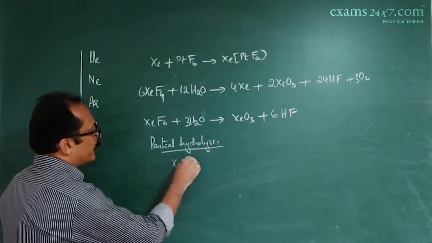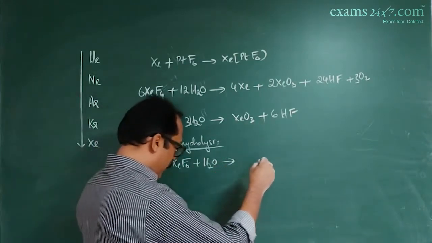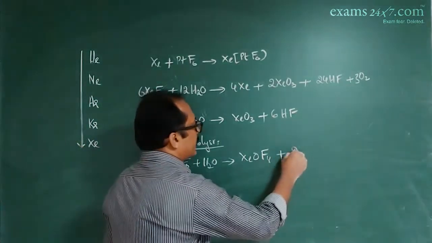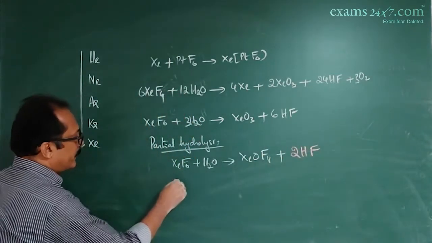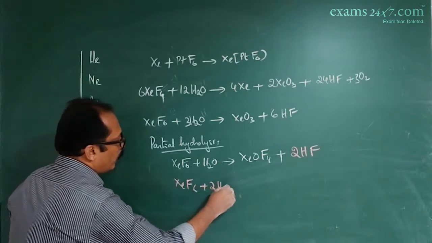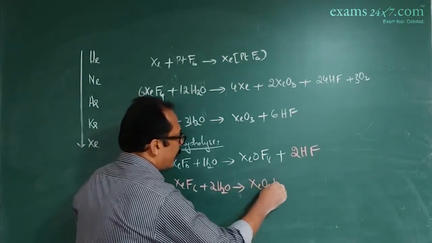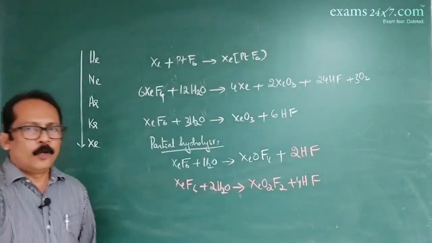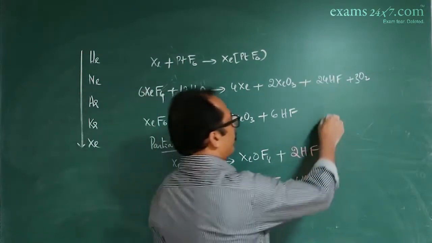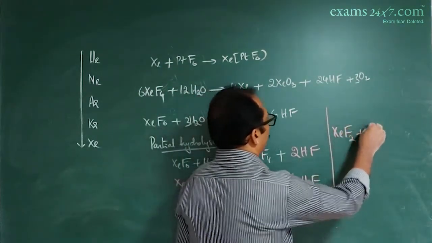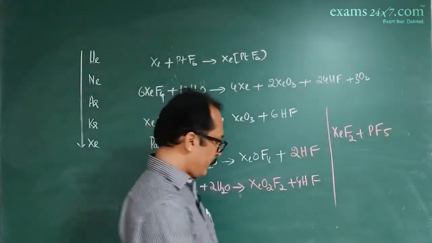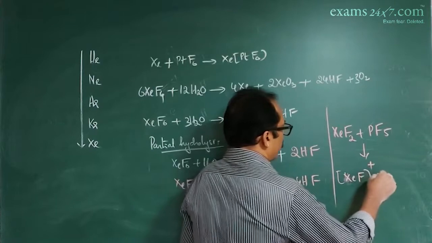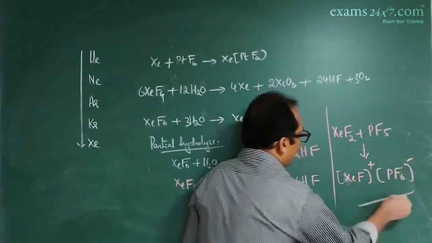When xenon hexafluoride undergoes partial hydrolysis that gives xenon oxy compound with fluorine and HF. Similarly, xenon hexafluoride reacts with 2 moles of water that gives xenon dioxygen difluoride and hydrogen fluoride. When xenon compounds react with phosphorus pentafluoride, xenon difluoride reacts with phosphorus pentafluoride. It forms a complex compound like this. Xenon acquires positive charge, and the fluoride complex acquires negative charge.